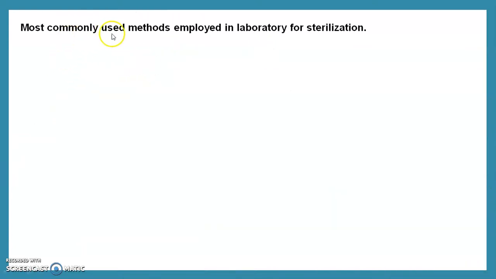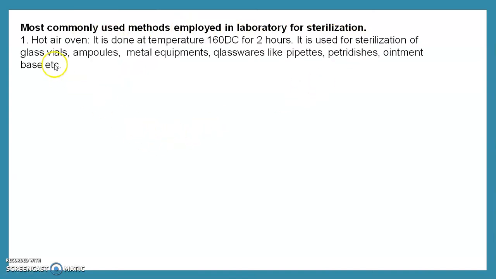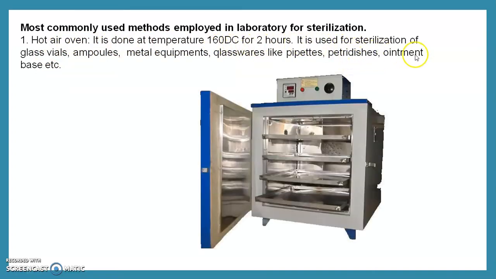Then we see the most commonly used methods employed in the laboratory for sterilization. First method is using hot air oven. It is done at a temperature of 160 degrees Celsius for 2 hours. It is used for the sterilization of glass vials, ampoules, metal equipment, glasswares like pipettes, petri dishes, ointment bags, etc.